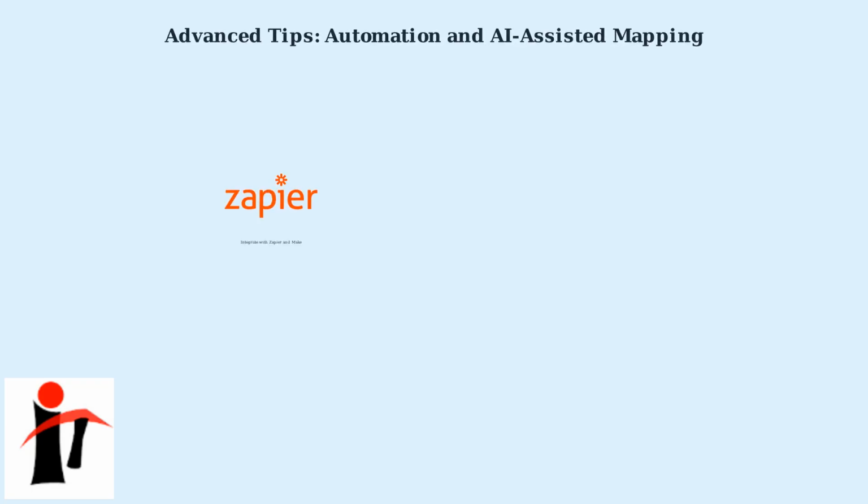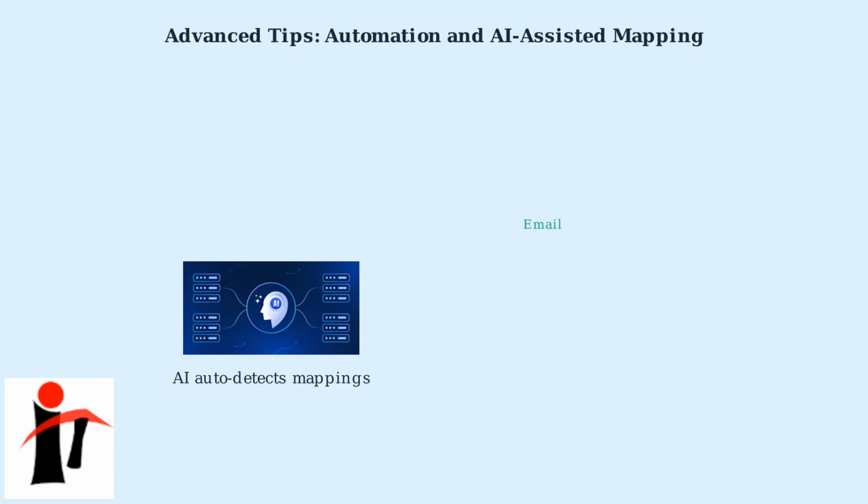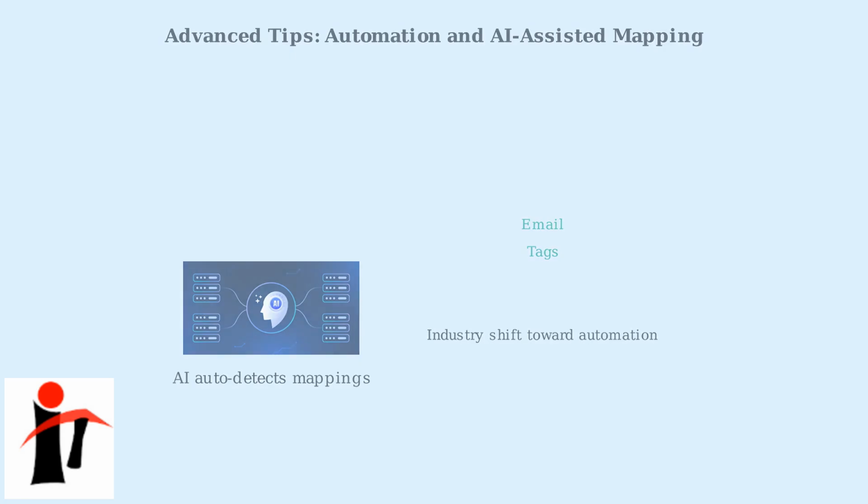beehiiv integrates with automation tools like Zapier and Make for seamless automated imports from other platforms, streamlining your workflow. Connect platforms automatically using tools like Zapier to import subscribers without manual CSV handling. beehiiv uses AI to auto-detect and suggest column mappings, recognizing fields like email or tags automatically. This reduces manual work and is part of a broader industry shift toward automation, with beehiiv's 2025 updates including machine learning for error prediction.